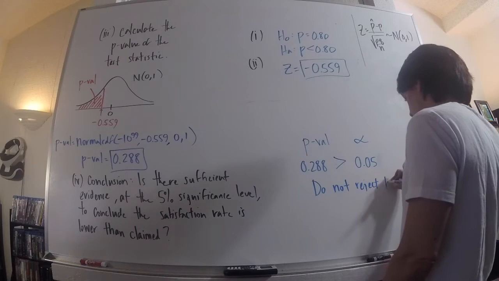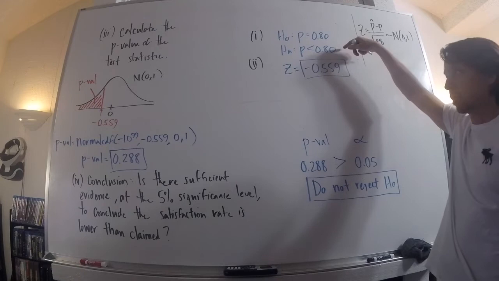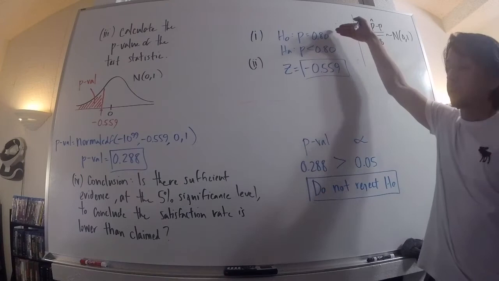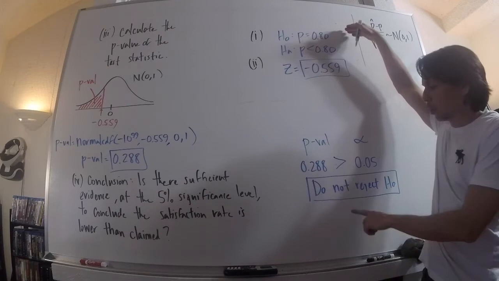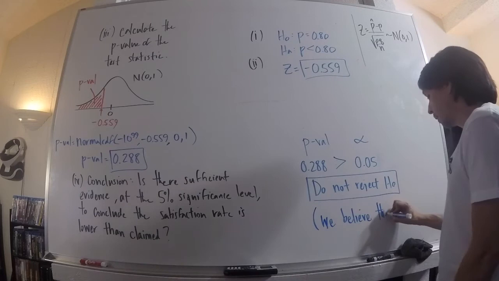That's our conclusion, and that means the null is that we believe their claim, and the alternative is that we reject their claim, we think they're lying, and that their satisfaction rate is less. So they're telling the truth, they're lying. And we're not rejecting. We default to believing them and giving them the benefit of the doubt until we have evidence to reject their claim. We do not have enough evidence. This is insufficient. So we believe them. I'm going to write believe them to keep it simple, but essentially we are giving them the benefit of the doubt. It's not enough evidence.